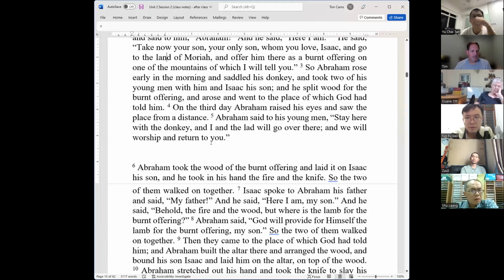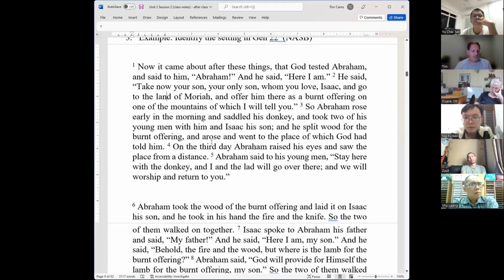All right. And then as we're reading, start trying to make some observations in your mind, and also see if you can identify the setting of the story as we go through it.